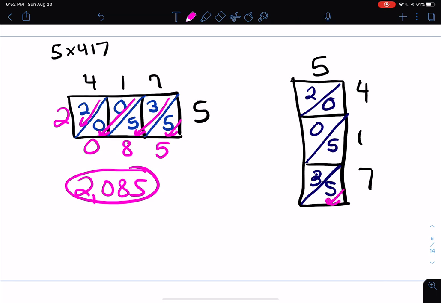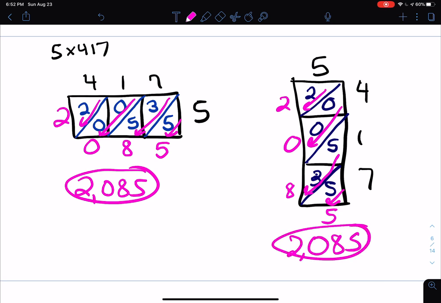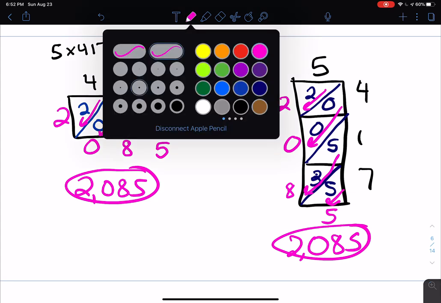I'm going to start down here. That's a 5. And I go like this. 5 plus 3 is 8. 0 plus 0 is 0. And then 2. So once again, I get 2,085. Same result. Multiplication is commutative. The order does not matter.